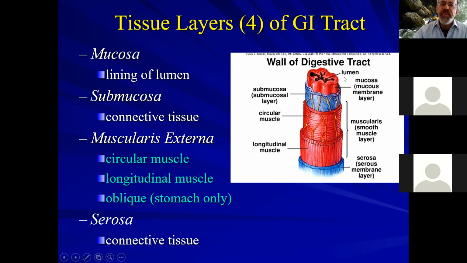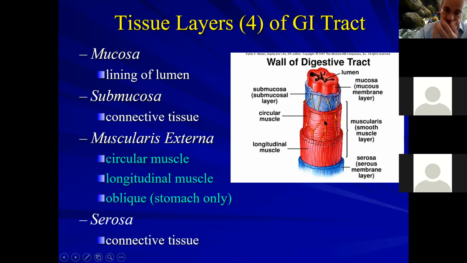Outside the mucosa, we have what's called the submucosa. And this is a layer of connective tissue, which also has blood vessels and nerves that help with digestion, and we'll learn a lot about that. Outside of that, we have what's called the muscularis externa. Here it just calls it muscularis, but it's the muscularis externa.